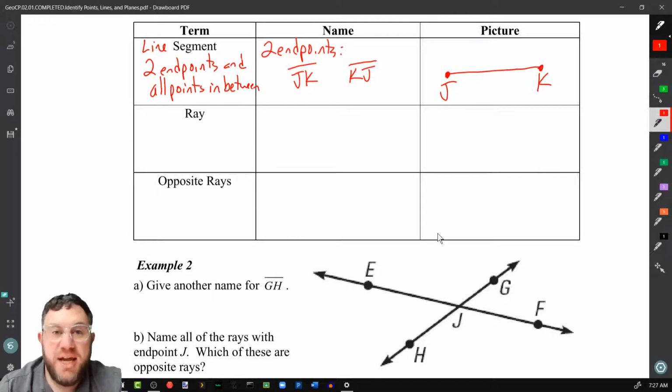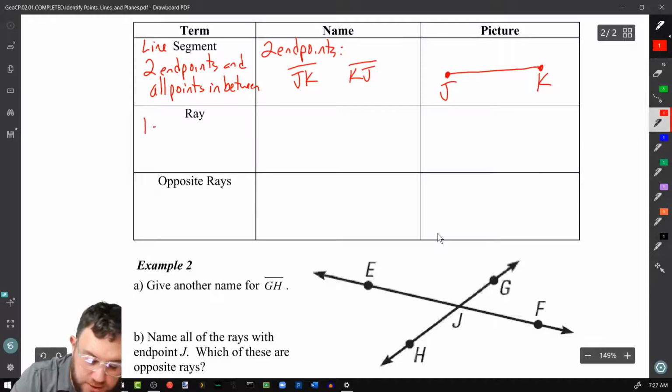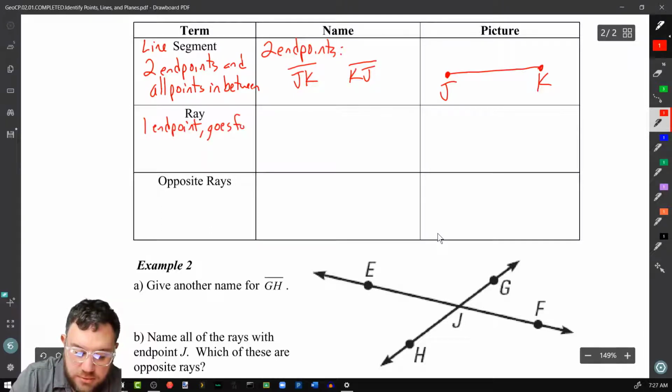Now a ray has one endpoint, and it goes forever in one direction.